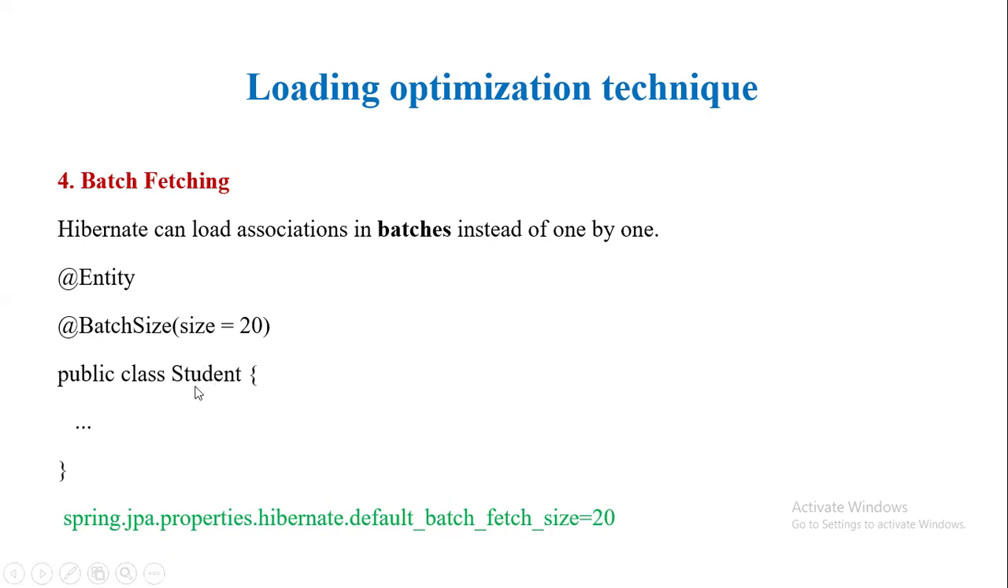where the entity name is Student. So from the students, whenever we have a query, the data is retrieved in sizes of 20. For that, we need to specify spring.jpa.properties.hibernate.default_batch_fetch_size=20. So in properties also we can set this property equal to 20, which means the data will be retrieved in batches of 20.